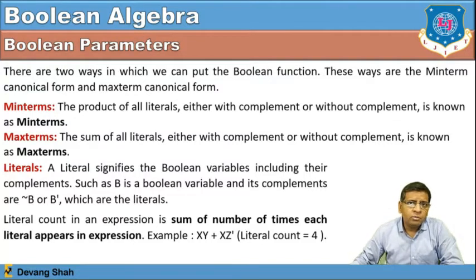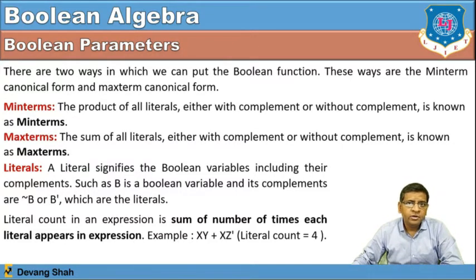Now, what are the literals? Literals are like variables. If I take A, then A is a variable and the literals are two: A and A bar. From A you can get A or A bar. In the same way for B, you can get B or B bar. So B is called the variable, and B and B bar we consider as literals. If you have a combination of A and B, you get a total of four literals. If you have a combination of ABC, you get eight literals.